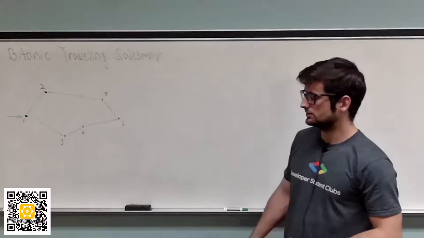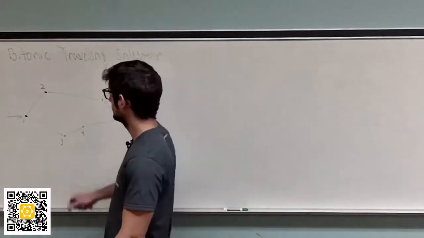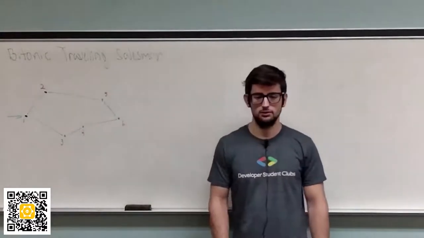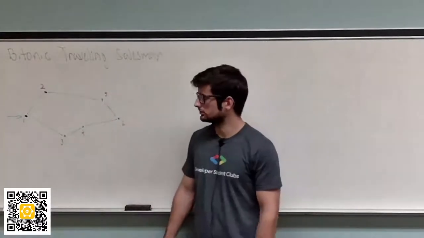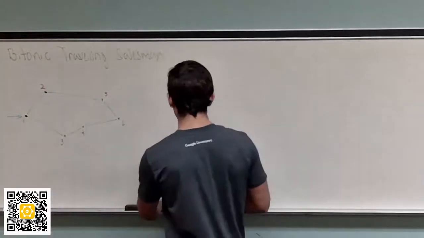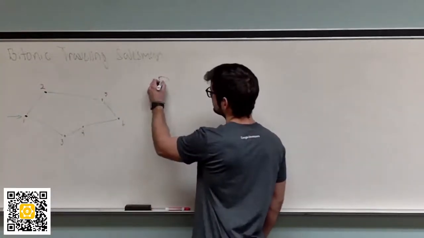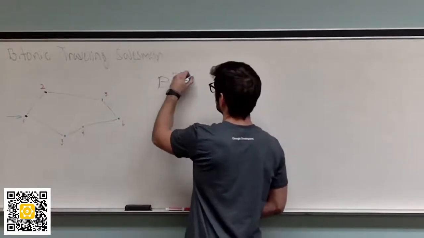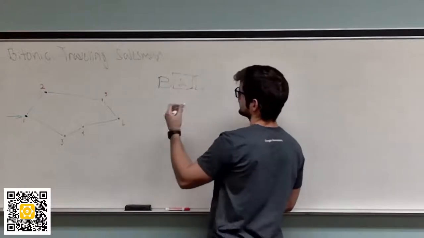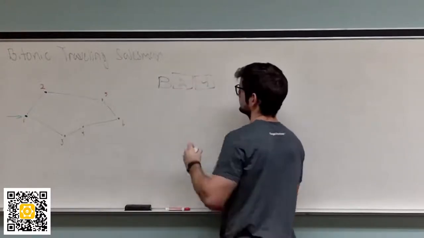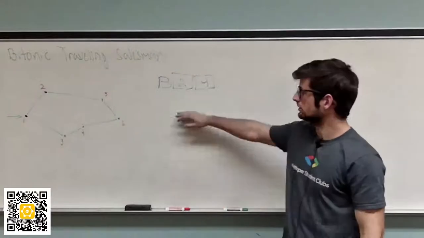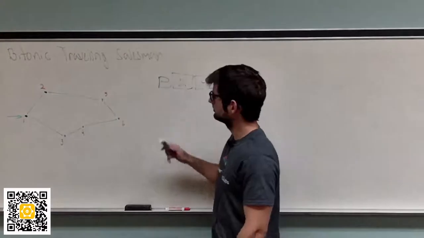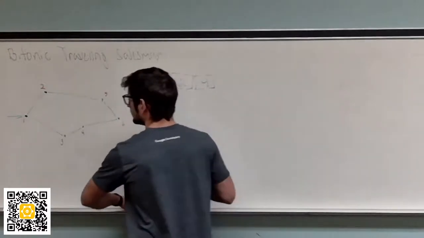The rows might represent the top path, and then the columns could represent the bottom path. And then, of course, the number of nodes. Let's say we have a DP table called B, where the first index, it's at 2, and the second index, it's at 4. This might represent the best path if the top path is at 2.